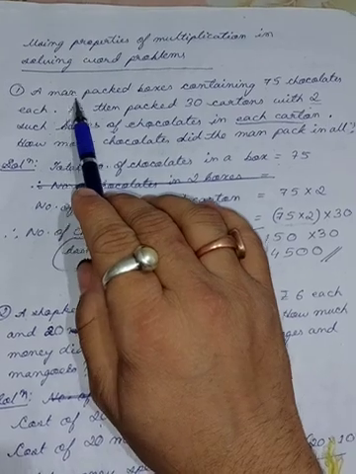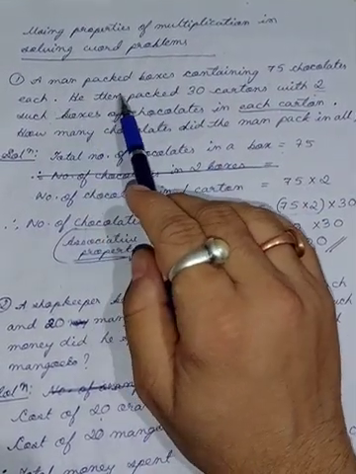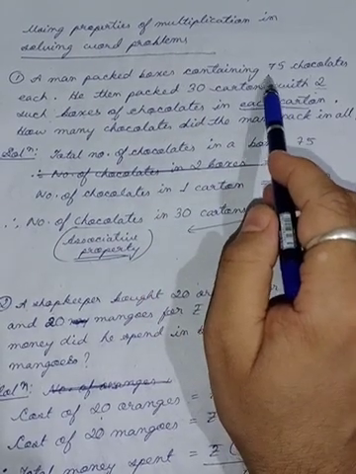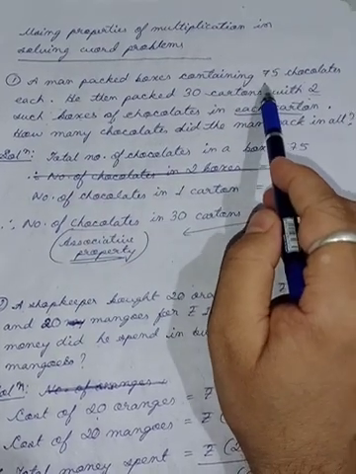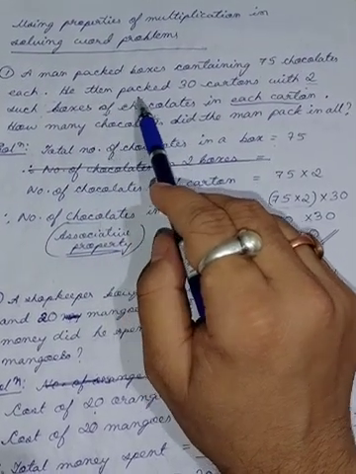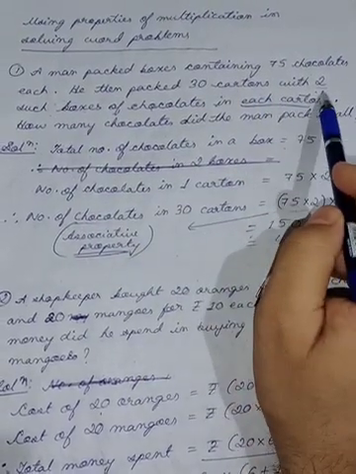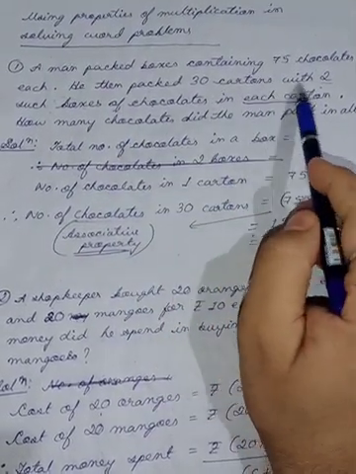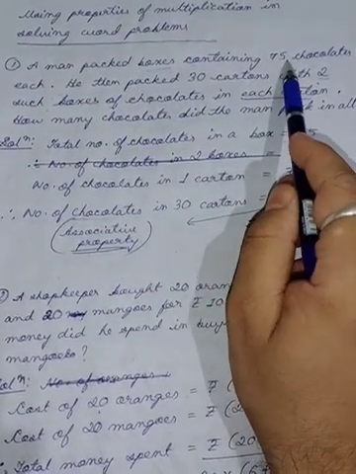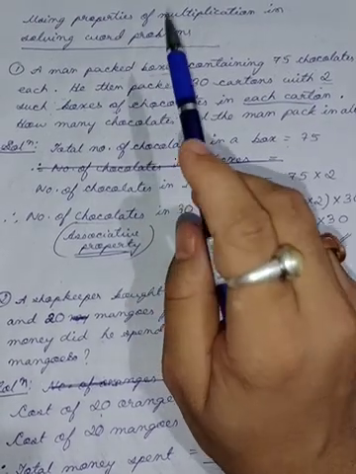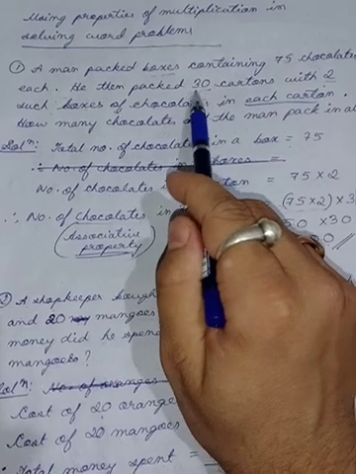So there is a question here: a man packed boxes containing 75 chocolates each. That means he has packed some boxes where in each box there are 75 chocolates. Such boxes he has packed in 30 cartons, with each carton containing 2 boxes. That means he packed 30 cartons with 2 boxes of chocolates each. This type of box, where he has put 75 chocolates, he has put such boxes in one carton. In this way he has filled up a total of 30 cartons.